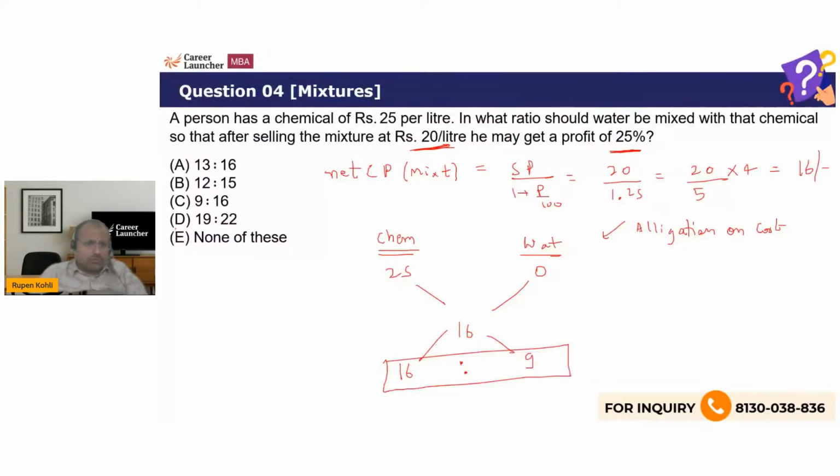Right. So the question is not very clear about in what order he has asked the ratio. So we'll just mark C, because look at the language: in what ratio should water be mixed with chemical. I think he's clear. First he says water, then chemical. So water is to chemical, 9 is to 16. Makes sense, right? So I hope you are clear that in this kind of question, you will first find the net cost and then use the allegation rule to find the ratio in which the two elements have been mixed.